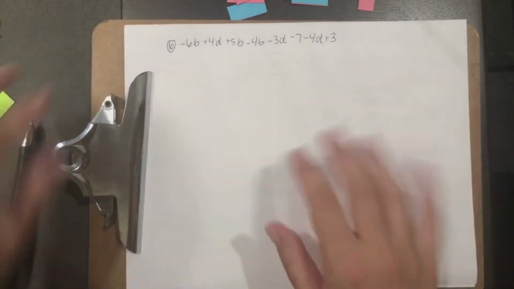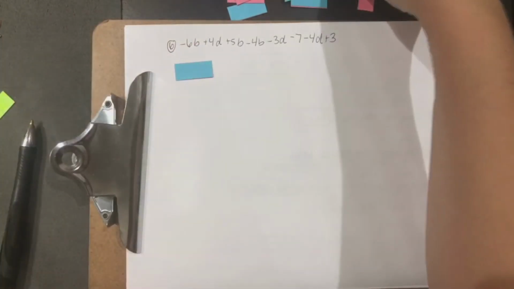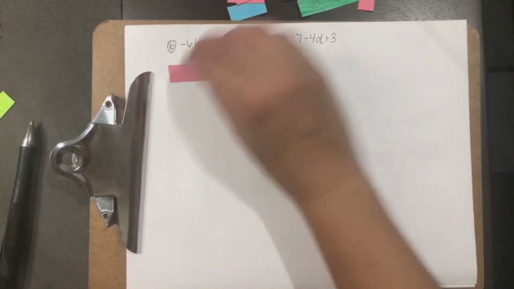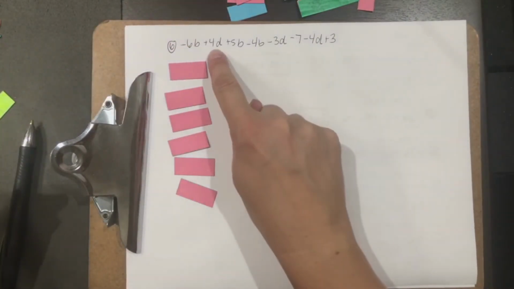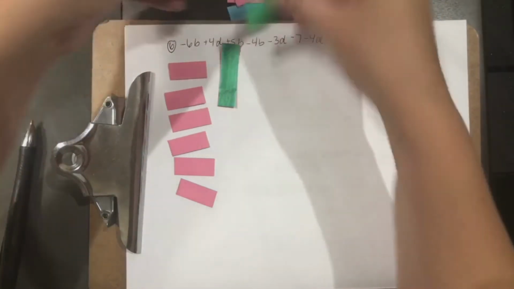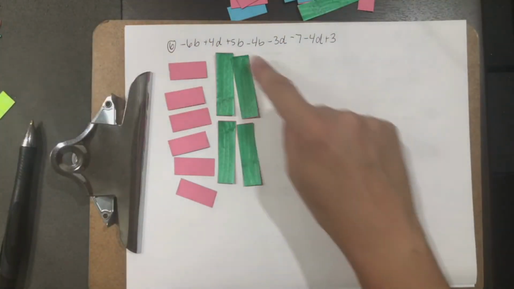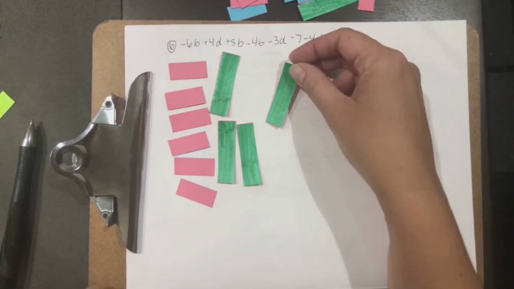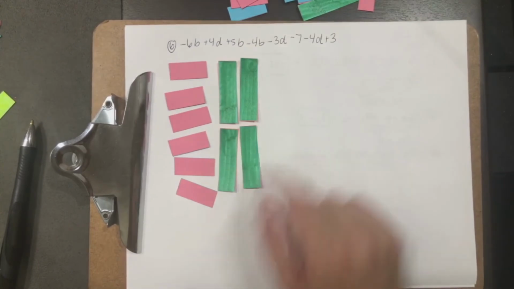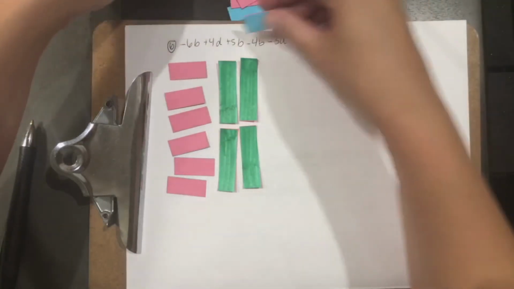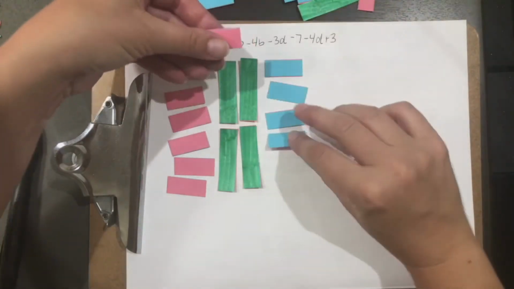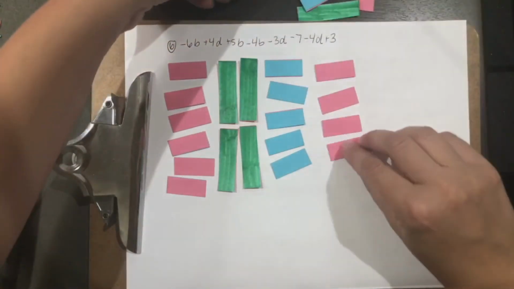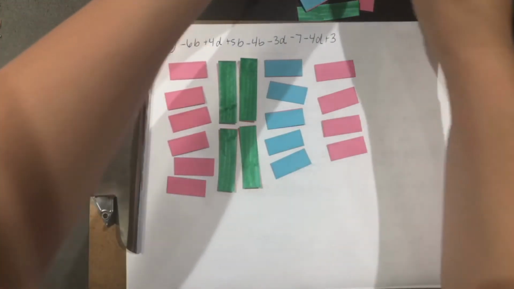Okay, so we're gonna use these ones to represent the B's and these to represent the D's. Okay, so 6 negative B's. All right, we need 4 positive D's. Okay, and now we need, oh, and by the way, you can totally just make these by coloring with highlighter or marker on paper. That's what that is. Okay, 5B, and they're positive. Okay, minus 4B, so now we need negatives. Okay, now we need 3 D's, back to the other ones.